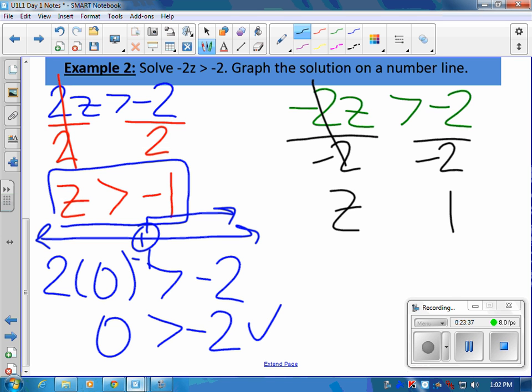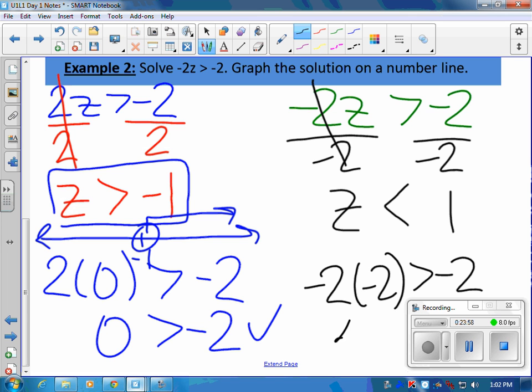And what sign goes in the middle? Ethan? Less than. Okay, Ethan thinks we need to flip it. Let's check our answer. I need something less than 1. What works? Morgan? Negative 2 is less than 1, so we've got negative 2 times negative 2. And I've got 4. Is 4 bigger than negative 2? Yes. So is my answer right? 4 is greater than negative 2. So is my answer correct? Yes, it is.